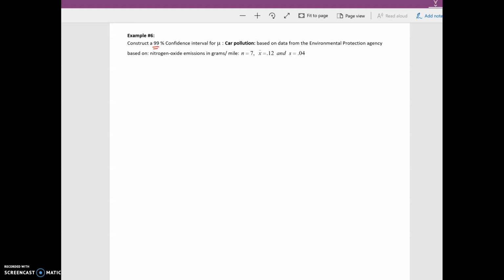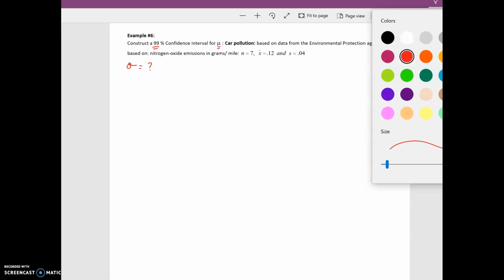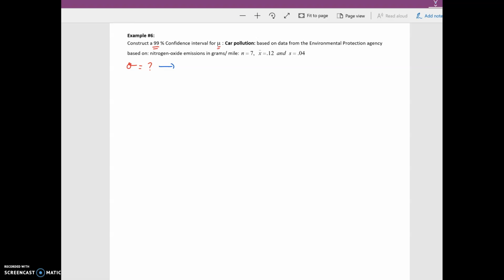They're going to be constructing a 99% confidence interval for the mean. You also don't have on this particular one the values of sigma given. So therefore, automatically, this is going to be a t interval.